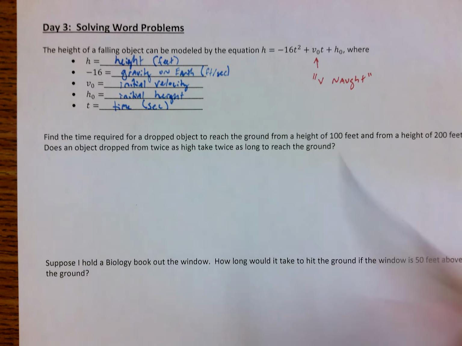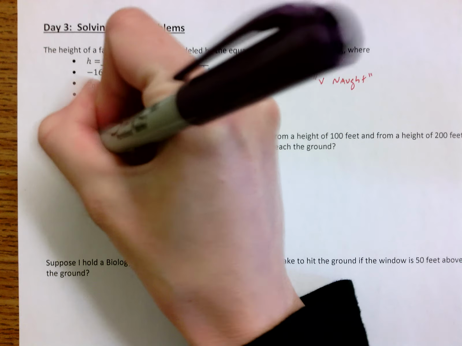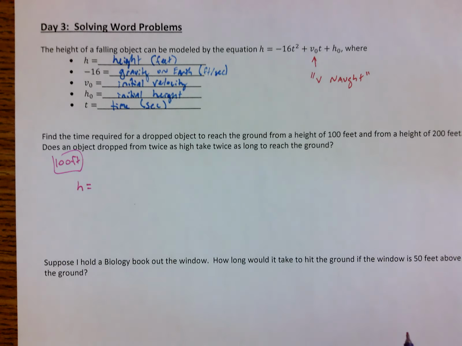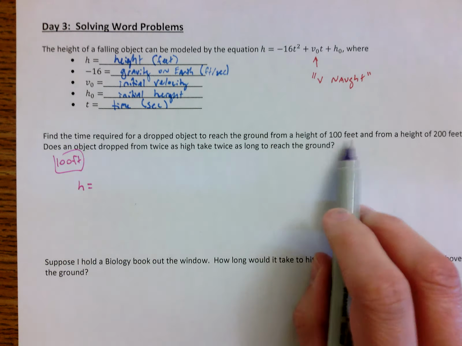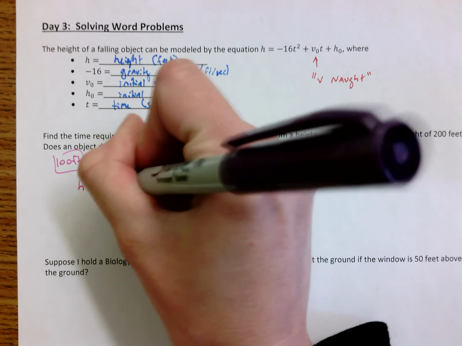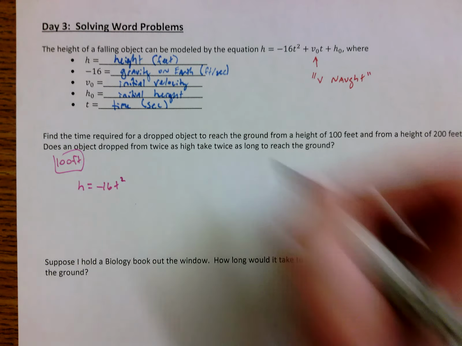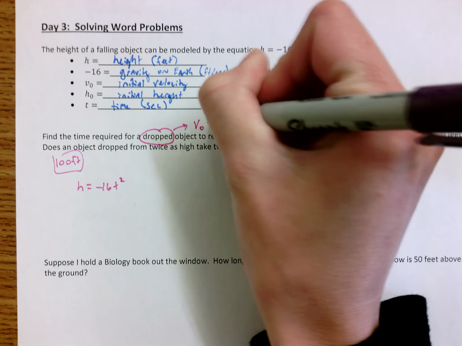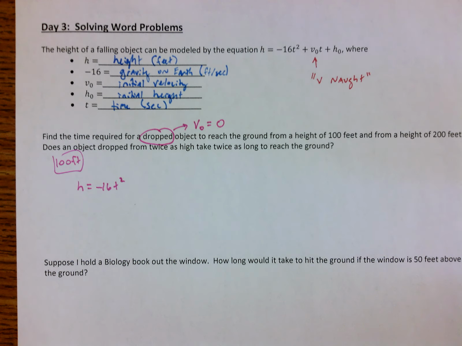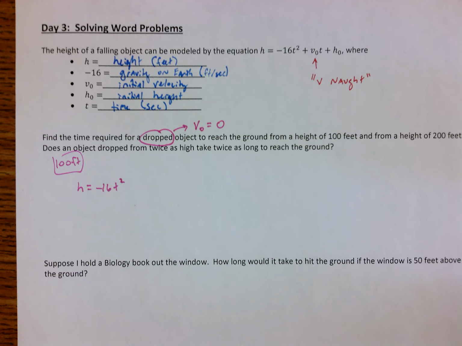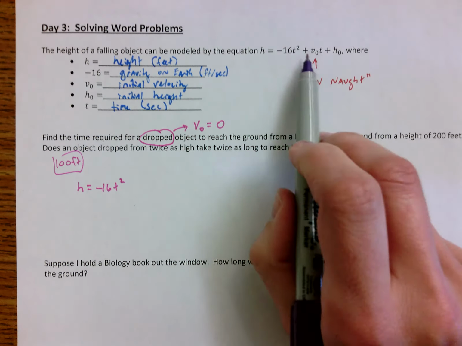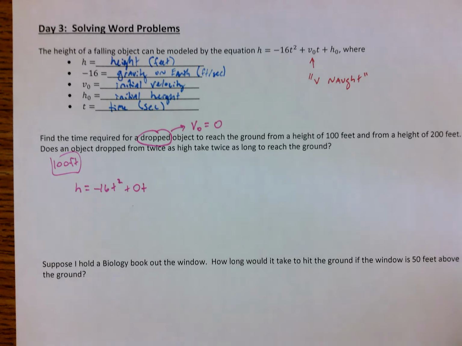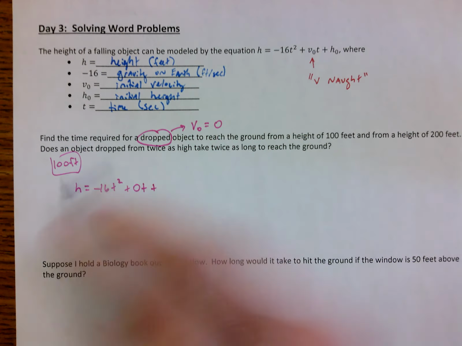All right, let's investigate. The first one, talking about a height of 100 feet. I'm going to set up my equation. The height of my object is going to be negative 16 because it's dealing with feet. So negative 16t squared, that's gravity. The fact that we are dropping an object tells us that our initial velocity is 0. If it's dropping, it doesn't have an initial force behind it, it's just being let go. So this would be plus 0t. And then plus our initial height, which in this case is 100.